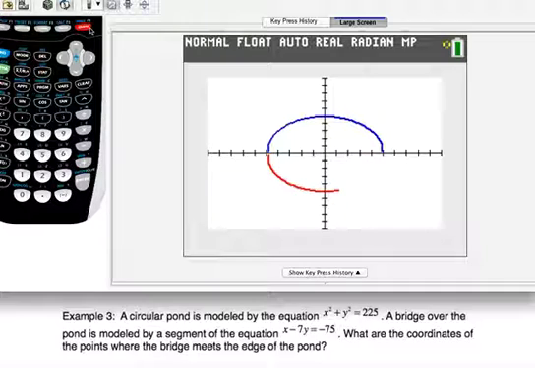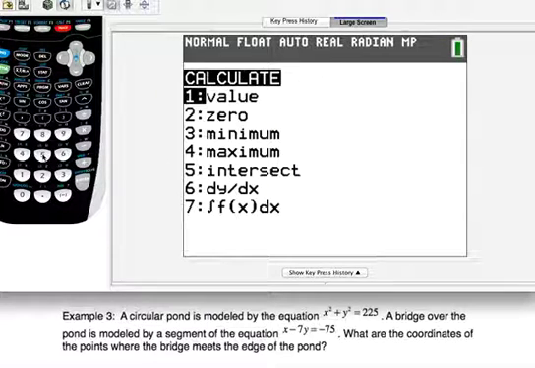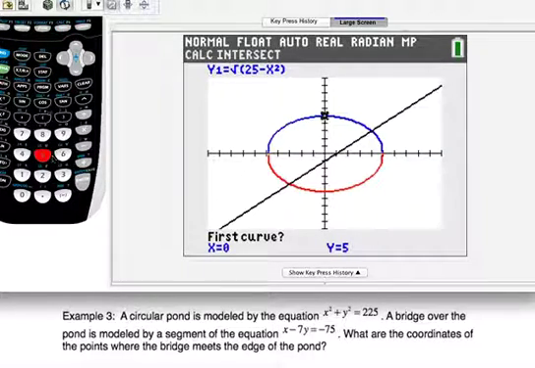So remember, your circle will graph in two parts, and then your line will go through your circle. This one crosses 2 times, so I'm going to go second trace, 5 for intersect. I'm going to get close to where the line crosses the top part. Hit enter. And then we're talking about the first part of the circle.